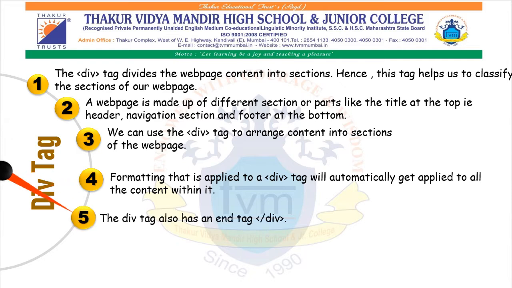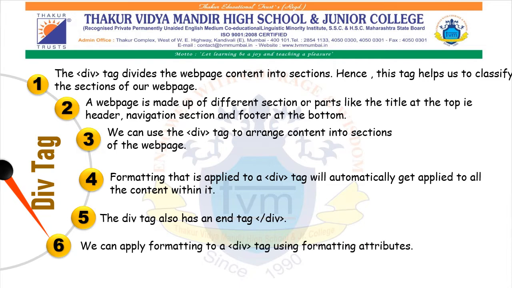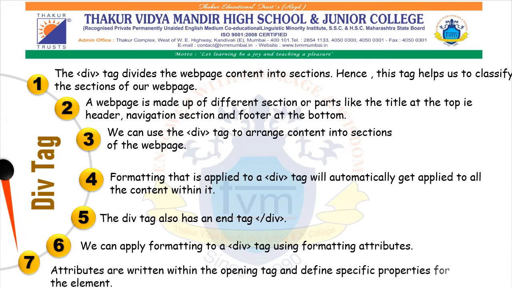Div tag also has an end tag, that is angle bracket /div and close the angle bracket. We can apply formatting to a div tag using formatting attributes, for applying colors, text styles, font size, etc. Attributes are written within the open tag and define a specific property for the element. We will understand the div tag in a better way in the example which I am going to show now.